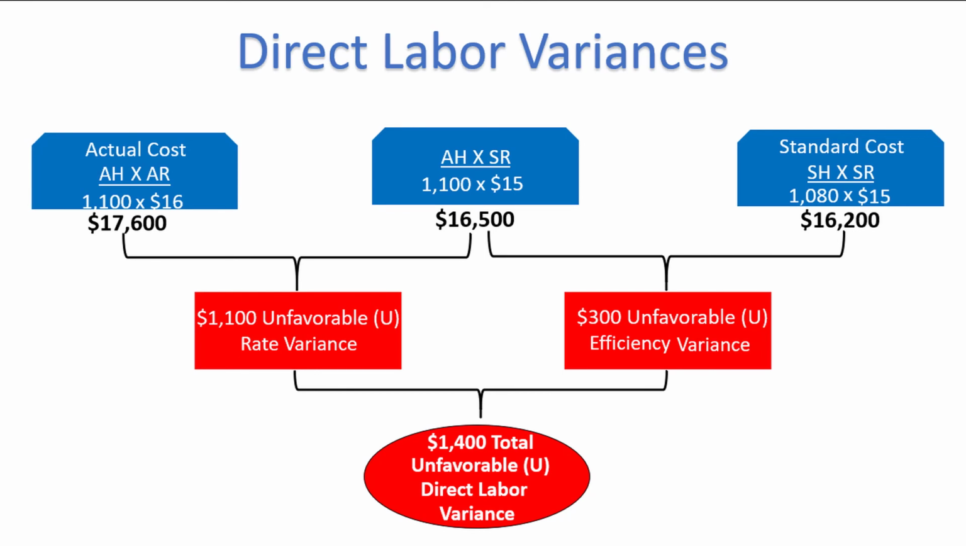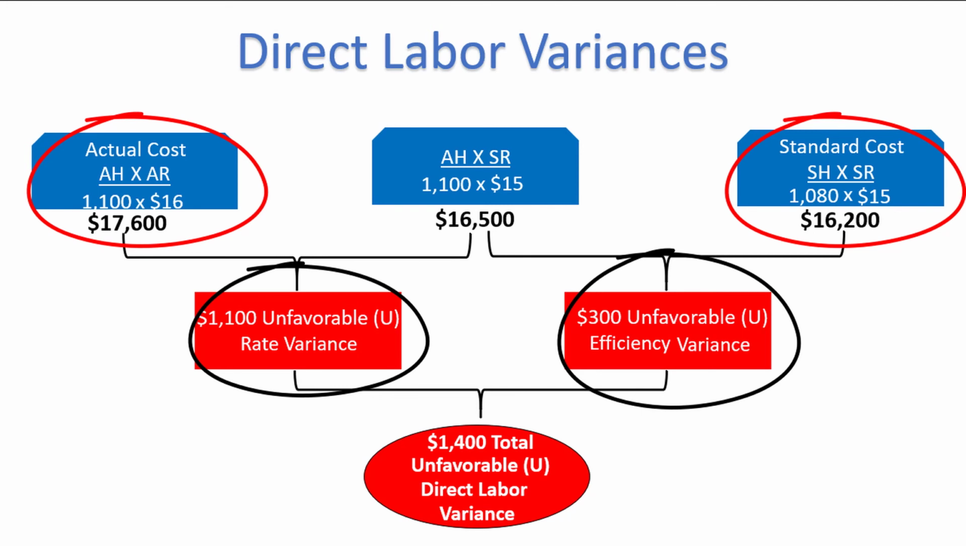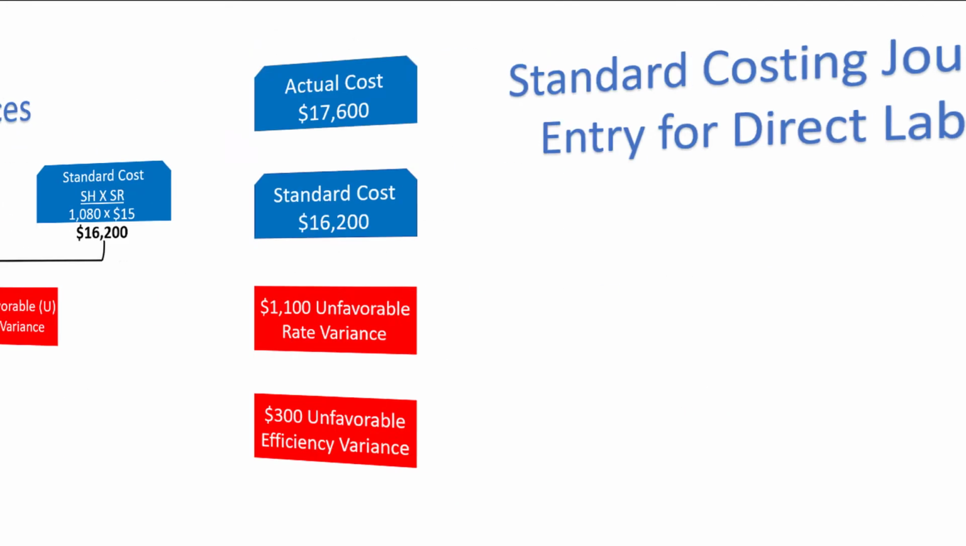Next, we can move on to the direct labor variance journal entry, which is very similar. Here we have the table we created in a previous video when we calculated the direct labor variances. The only numbers we need are the actual cost, the standard cost, and the rate and efficiency variances, so I'll just move them to the side of the screen.